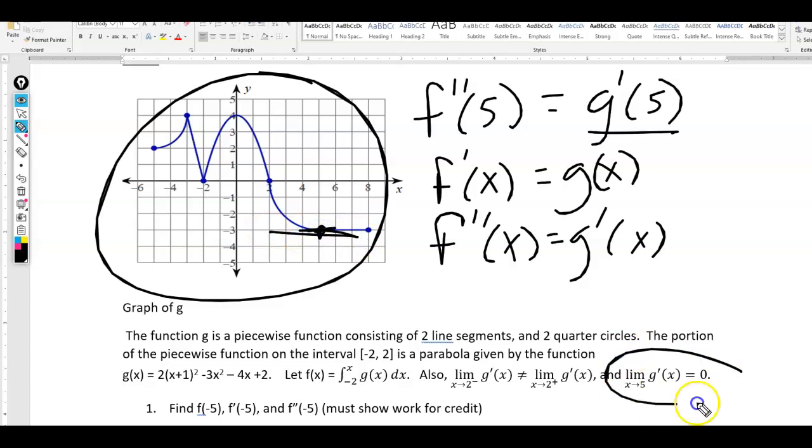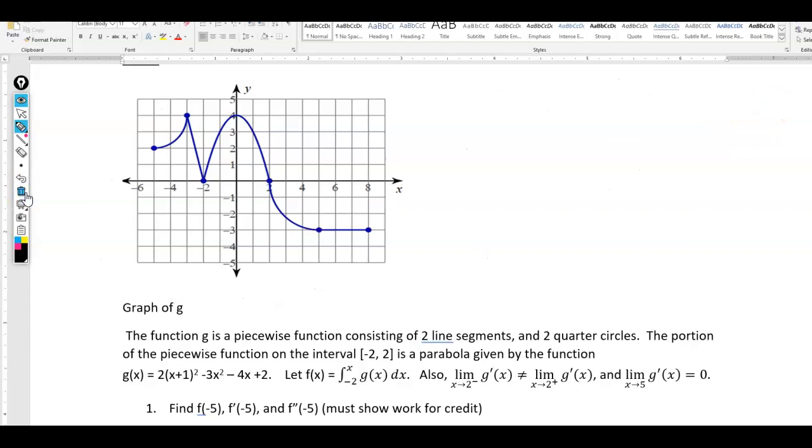Well, we said earlier g prime of x as x approaches 5 is 0. So the slope of the function at that point is 0. All right. Go ahead and move on to number 2.